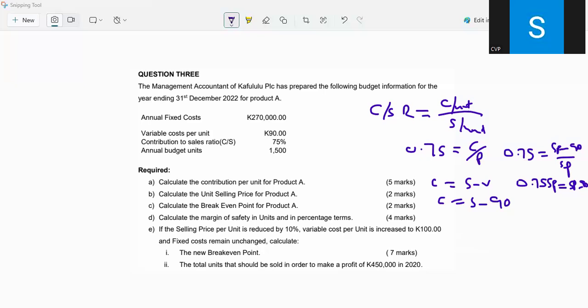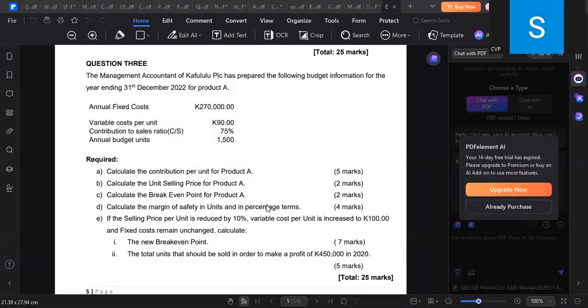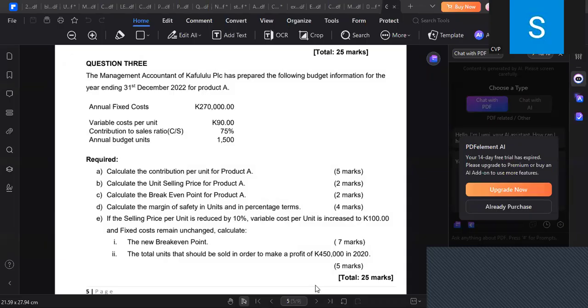Okay, so when you calculate this properly, there are two methods that you can use. You can make that the subject of the formula and substitute in there. You find your selling price as 360. Let me just go to the pamphlet quickly, page 16, since we have just a few minutes.